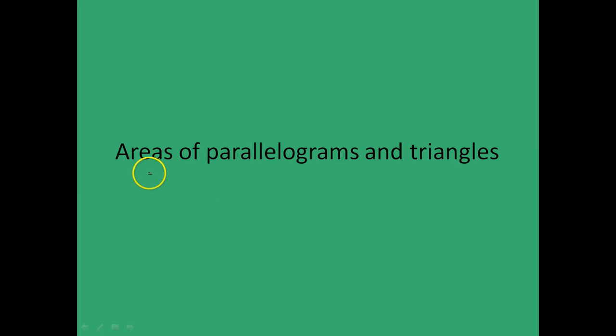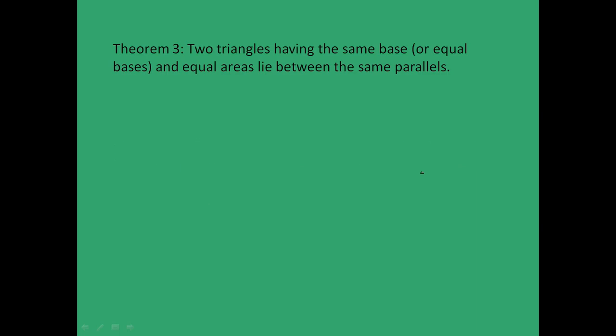Hi, this is a continuation of our earlier lecture on areas of parallelograms and triangles. This time we'll look at another theorem and then apply what we have learned in a question. So theorem number 3 states two triangles having the same base and equal areas lie between the same parallels.